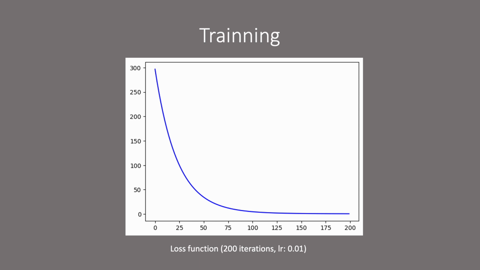For training, I train the model with 200 iterations with the learning rate equal to 0.01. And we can see the model converges after about 125 iterations.